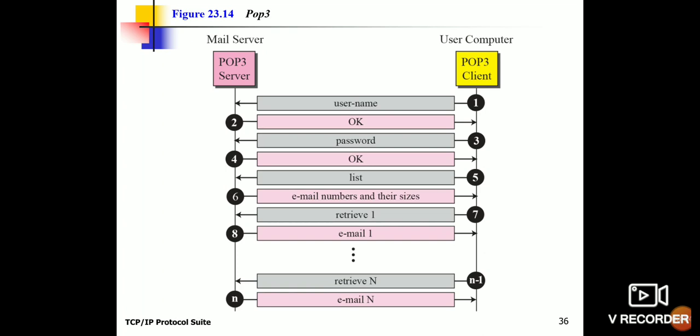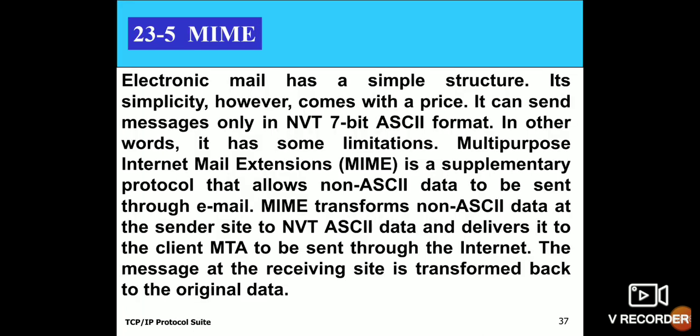Okay, so POP3 is called a message access agent. Next, what we are going to discuss is called MIME. MIME is a multi-purpose internet mail extension. Generally, mail is supported with different formats of languages, but the computer understands only ASCII. In order to convert the non-ASCII format into ASCII code, we go for MIME. This is otherwise known as multi-purpose internet mail extension.